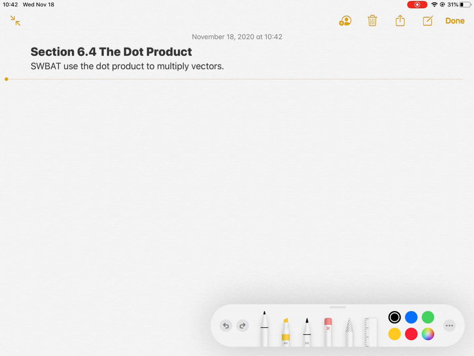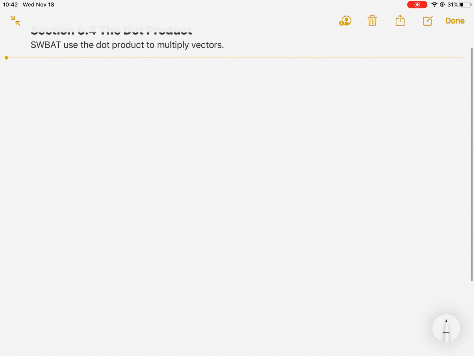So now that we've added and subtracted vectors and talked about what they are, we're going to talk in this video about multiplying them. Now, multiplying is a bit strange because we all know that if I did, say, 3 times 4, really easy, that's 12.